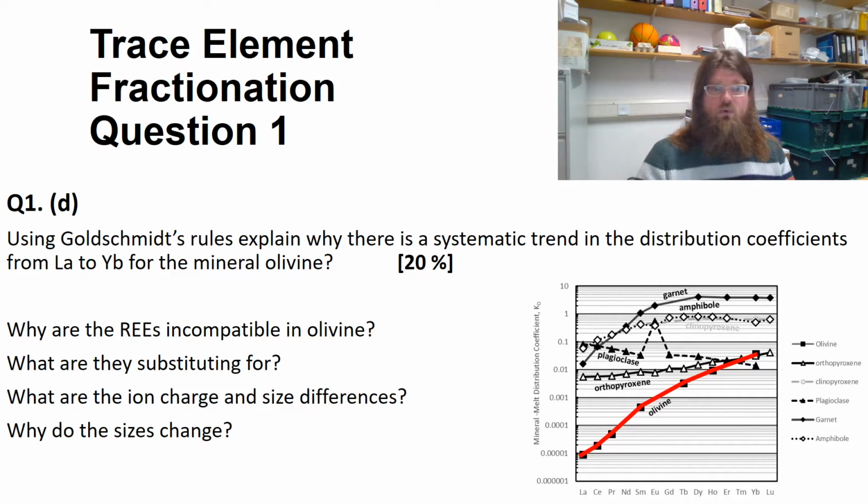First of all, why are the rare earth elements incompatible? So why is this part of the graph down here and not up here? Why are these numbers all below 1? What is it that the rare earth elements are actually substituting for in olivine? What element are they exchanging for, which is effectively making them incompatible? And how are those elements different to the rare earth elements?